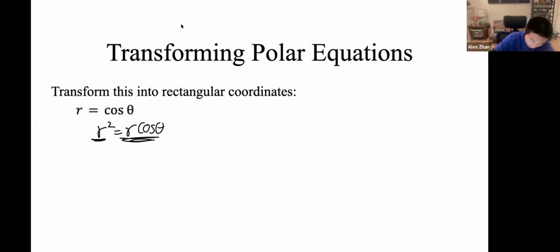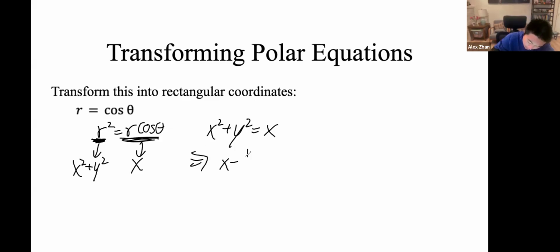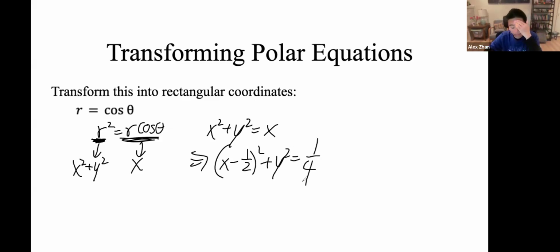Okay, then in that case, I'll just get into it. So r squared is equal to x squared plus y squared. r cosine theta is equal to x. So in other words, x squared plus y squared is equal to x. This can also be written as x minus 1/2 squared plus y squared is equal to 1/4. And now can someone tell me what the graphic representation of this would look like?